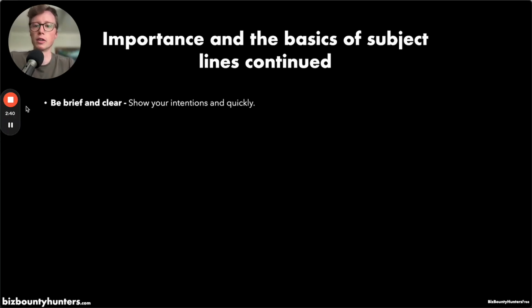Be brief and clear, show your intentions quickly. You need to have 50 characters or less, be direct, and also remember that whatever message you're conveying with the subject line needs to keep going. Don't mislead them with anything, and be brief and concise. Get their attention, get them to open that email. You don't have long for their attention until they're going to delete it or just not open it and move on to the next one.